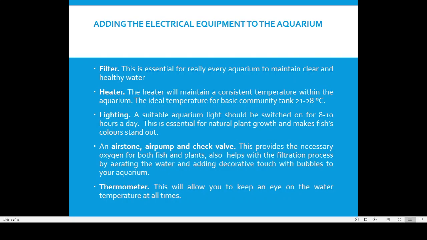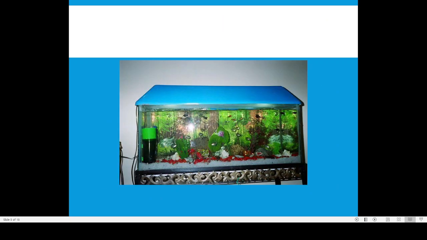Then adding electrical equipment to the aquarium, most of the time these are the basic electrical equipment: filter, heater, lighting, air stone, and thermometer. You can see there is a filter, and most of the time a filter works like this. What it does is take the water from the aquarium, and there is a sponge-like thing inside, and while the water is moving through the sponge, the waste materials will be removed, and the water will be pumped out again.